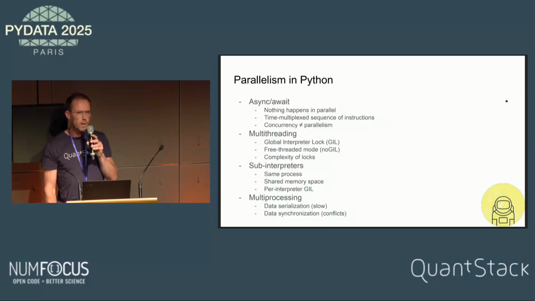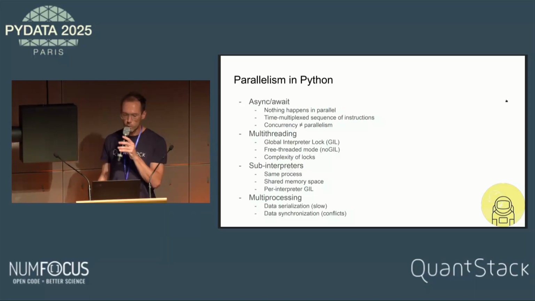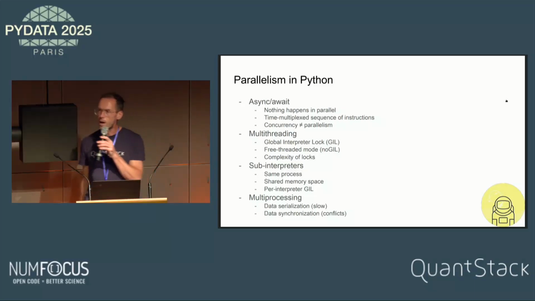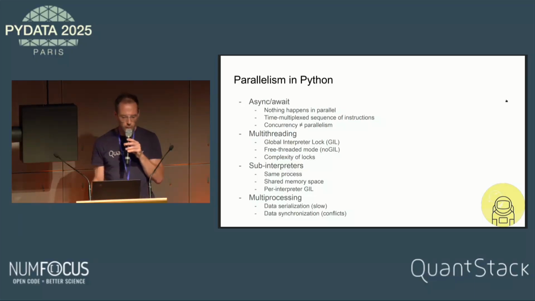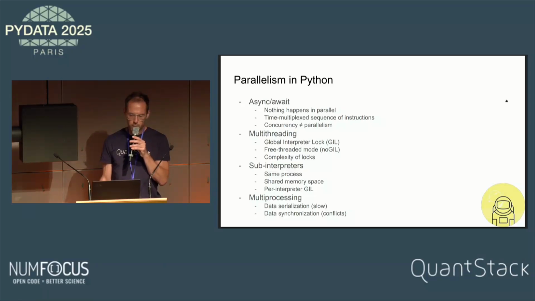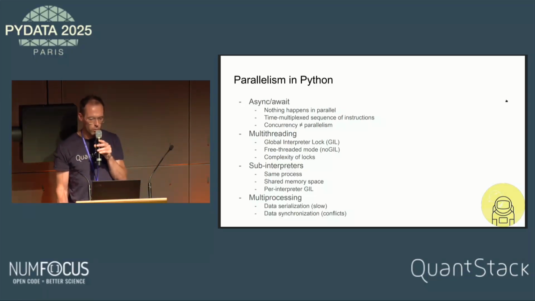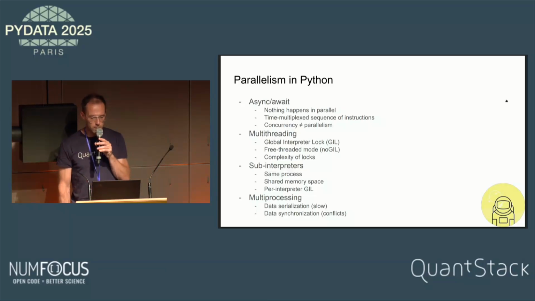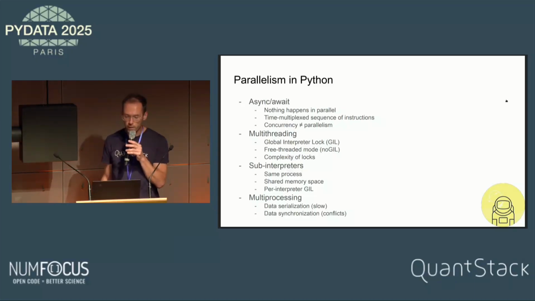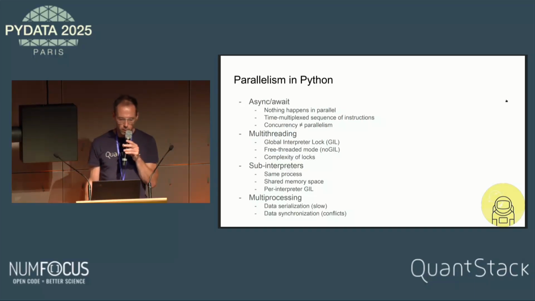Free-threaded mode is coming to Python 3.14, coming in 1 week. This is also called no-GIL, so that might change things, but you will still have to manage the complexity of locks, and many of us don't want to do that. There are also sub-interpreters that are coming to Python. They were introduced in Python 3.13, I guess. It's going to be improved in 3.14. They run in the same process, and thus they share the same memory space, and they have their own interpreter GIL, which means that they don't suffer from it, and they can truly run in parallel.